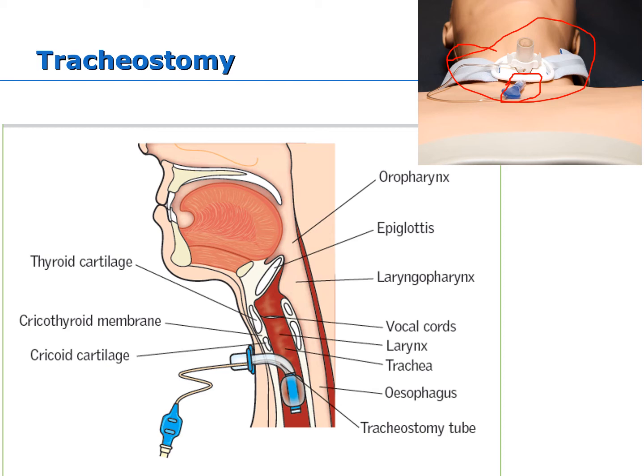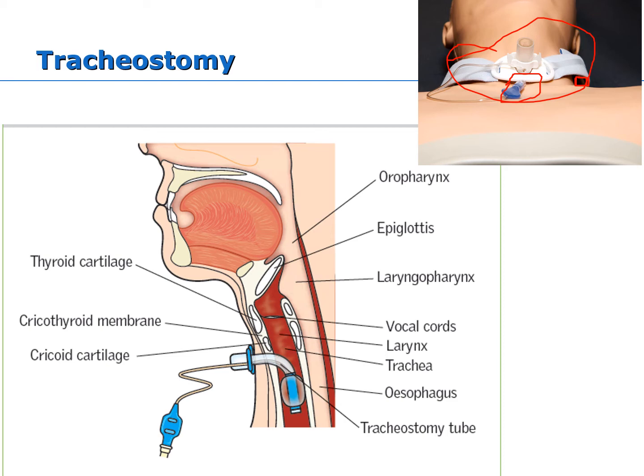And then the trach ties, this actually looks kind of loose because right here there's a lot of dead space. You want to be able to fit 1 to 2 fingers under the trach, so it needs to be snug. If it's loose and they cough, then they can dislodge and displace the trach tube, which means that you have to put it back in.